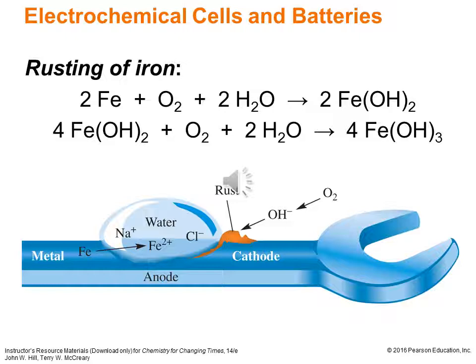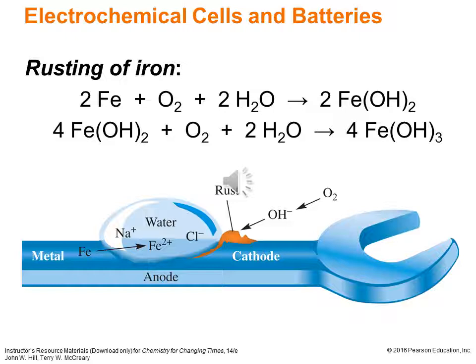And then if we go even further, that iron 2 hydroxide can combine with more oxygen and more water to form iron 3 hydroxide. And that's what we tend to think of when we think of the rusting process. So the oxygen and the water we can't do much about. They're going to be present in the atmosphere in various amounts.